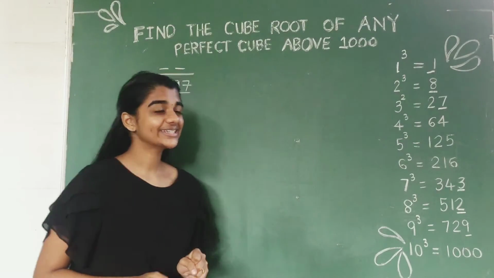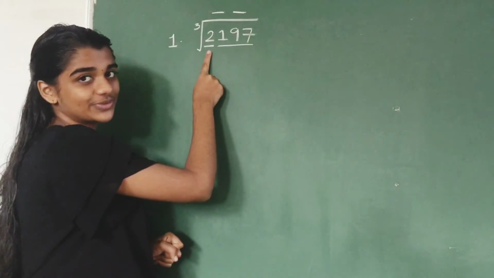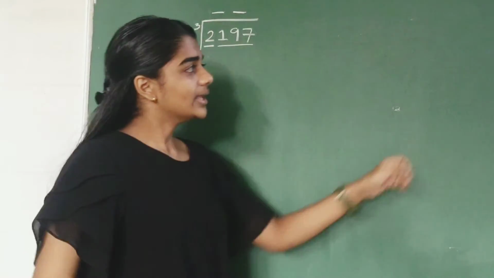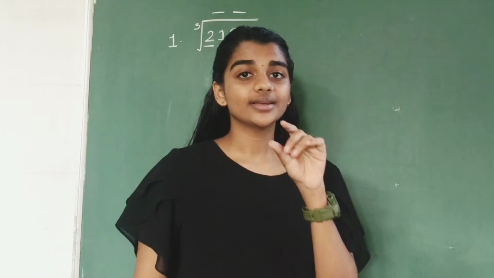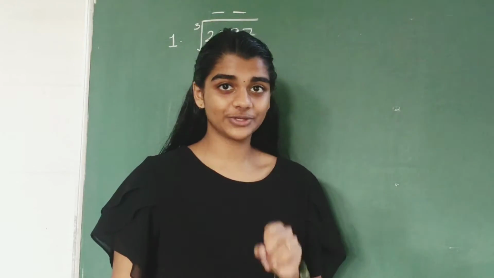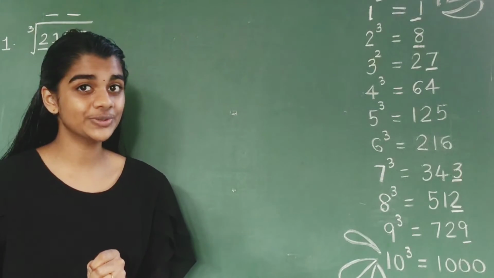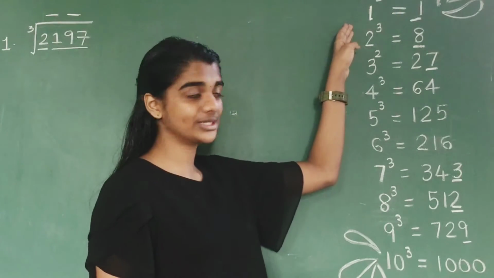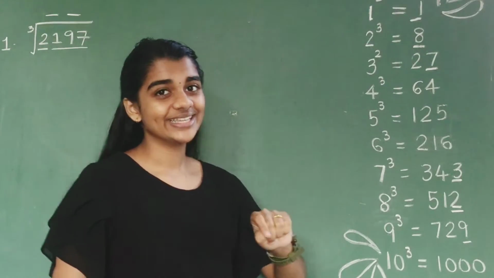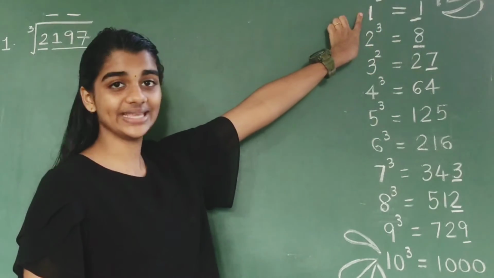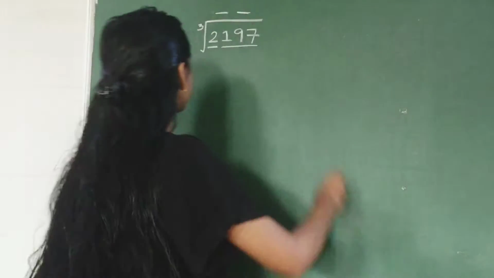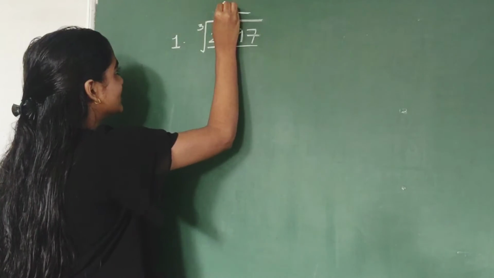How would we find the first one? There is this 2. You should check this 2. So you need to find the least perfect cube before 2. Which is the least perfect cube before 2? Let's see. 1 cube is 1, 2 cube is 8. 2 is between them. So we take the number as 1. So here it is 1.